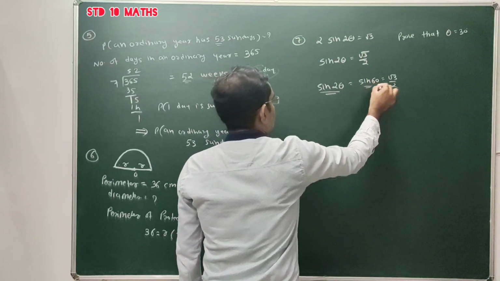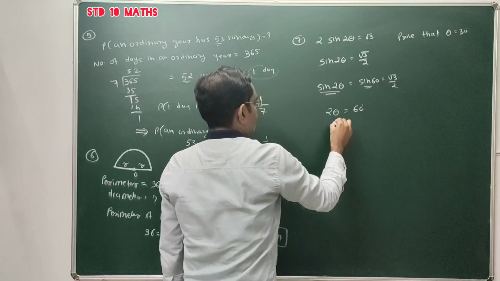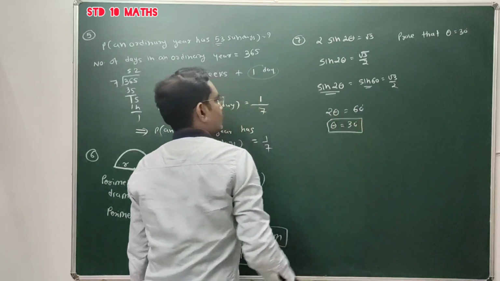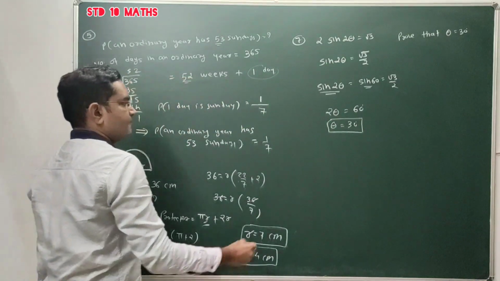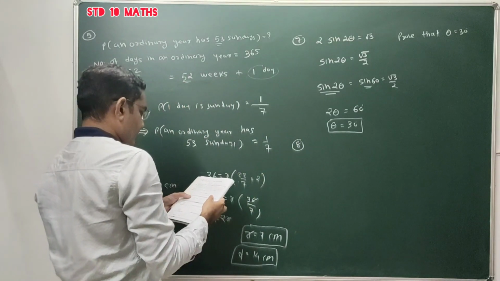Sin 2 theta equal to sin 60. That means the value of the angle is 60 degrees, and hence we can say that theta equal to 30 degrees. So this is how we can prove theta equal to 30 degrees. Done. Now next question, question number 8.